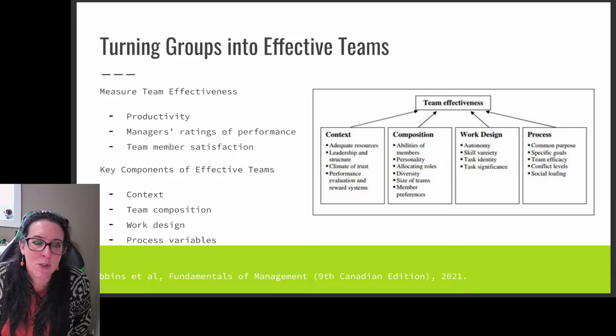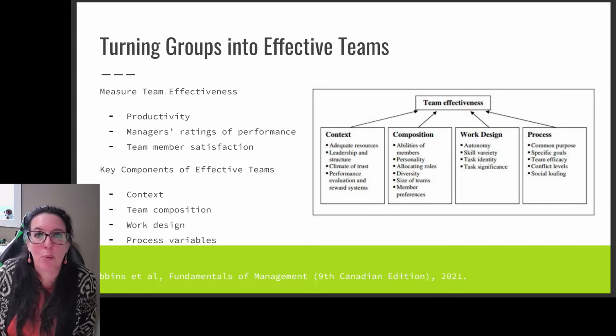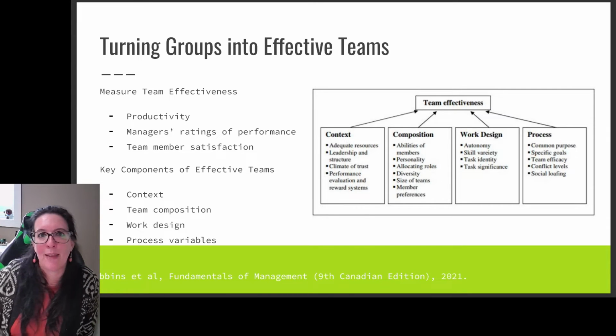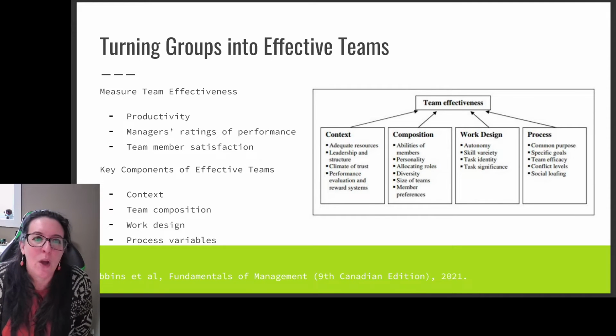So there are different ways to measure team effectiveness. We can look at productivity. So we're comparing the output of the team versus the inputs for the team. We can have the team leader or external managers rate the performance of the team. Did they meet their goals that we set out for them?